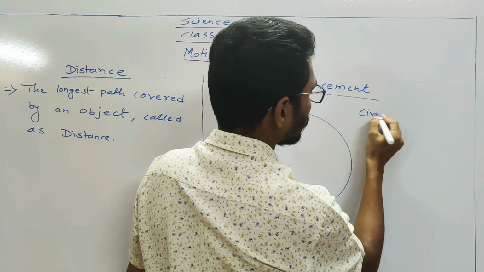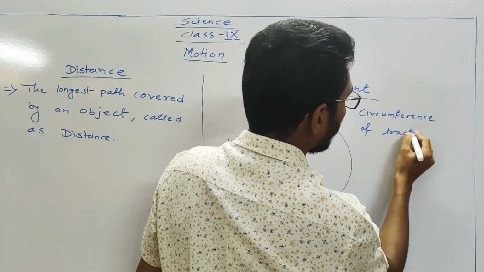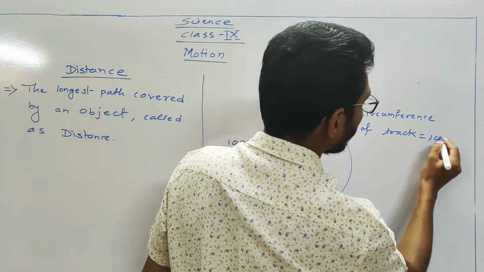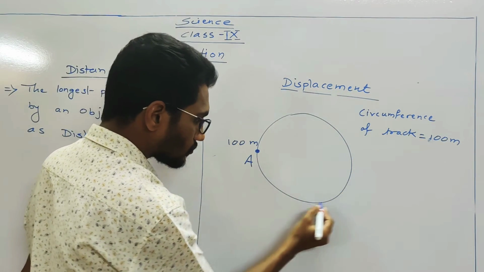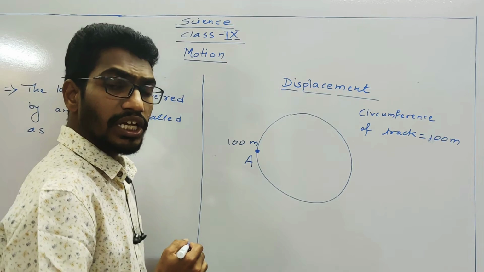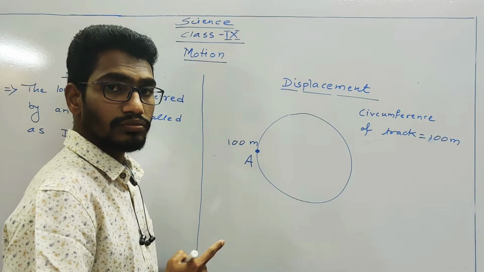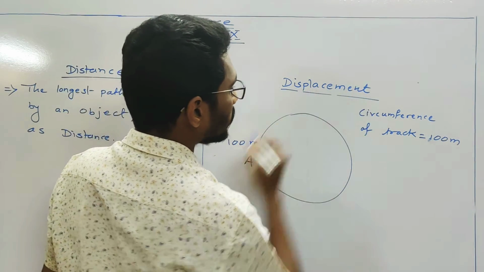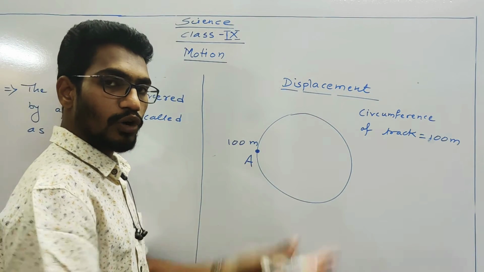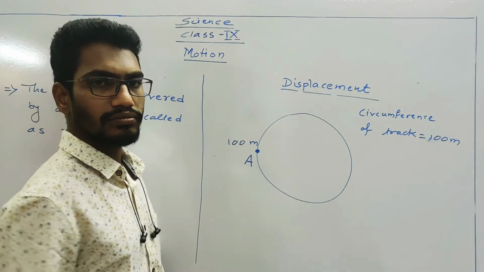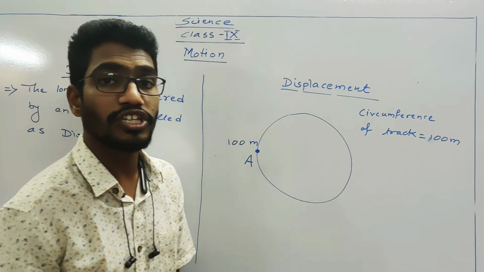So we can say that the circumference of the running track is 100 meters. Okay. It starts from point A and again reaches point A, then we can say that one round is completed. Yes or no? Now think about displacement. What is the initial position of that person? A. What is the final position? Again A. Is it displaced? No. So what will be the displacement? 0.